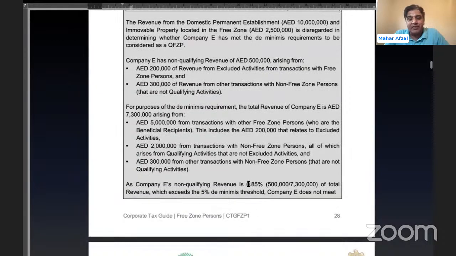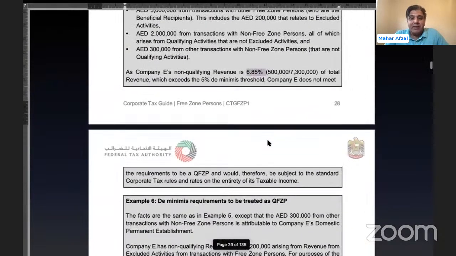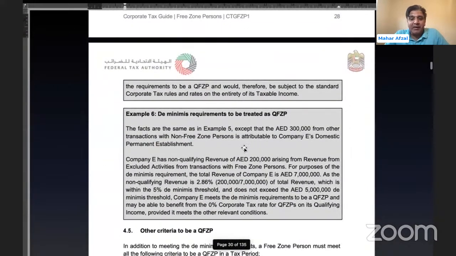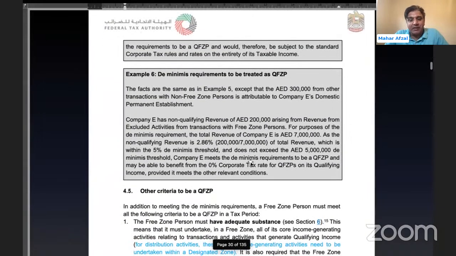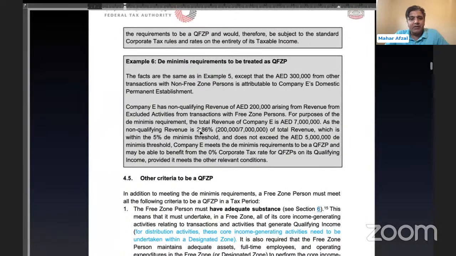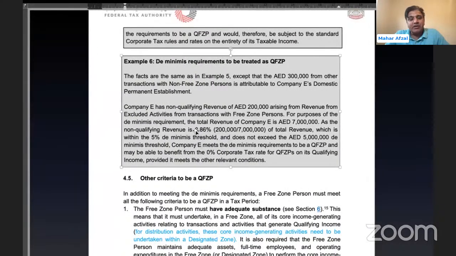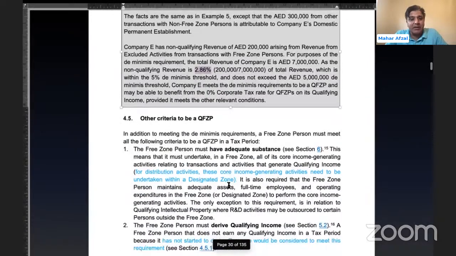Initially the rate is coming to 8.5%. Then they have removed 0.3 million, which they classified as related to the P. Then the rate has come to 2.85, something like this. The result was 2.86. So initially, it was not a qualifying free zone person. Once they have reshuffled the income, now they become a qualifying one. This is how we can apply the de minimis criteria.